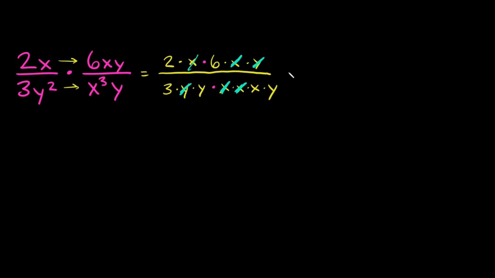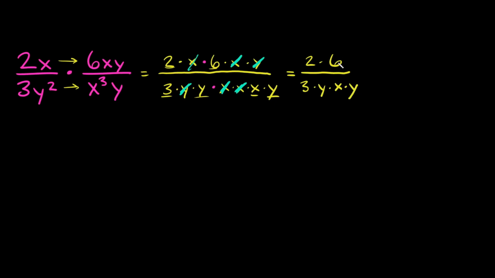Okay, so what are we left with? Well, on top we have a 2 and a 6, right? And we're still just multiplying, okay? So we have 2 times 6 on top. And on the bottom, we have a 3, we have a y, we have an x, and this other y, right? So we have a 3, a y, an x, and another y.